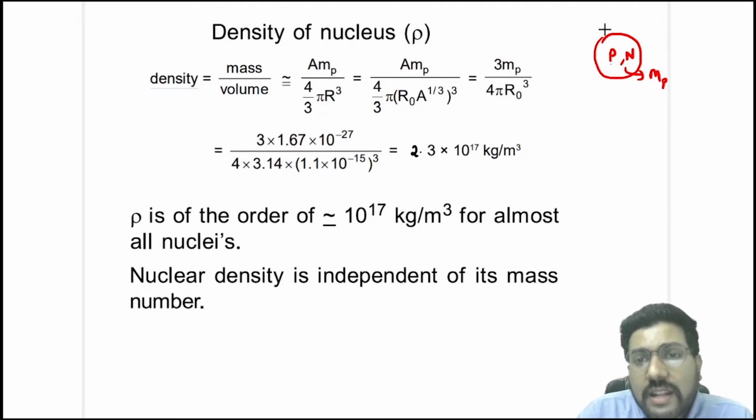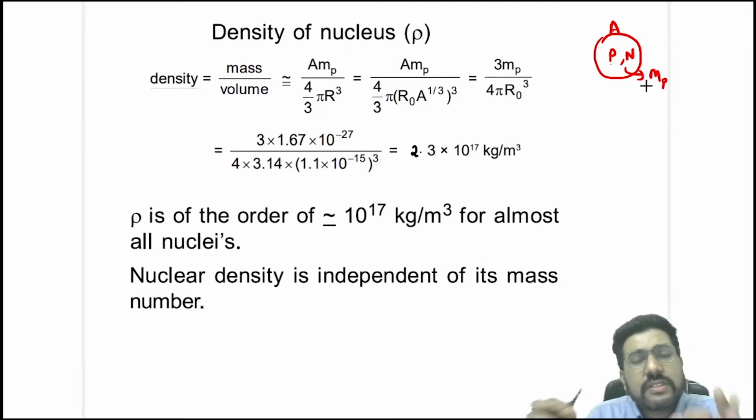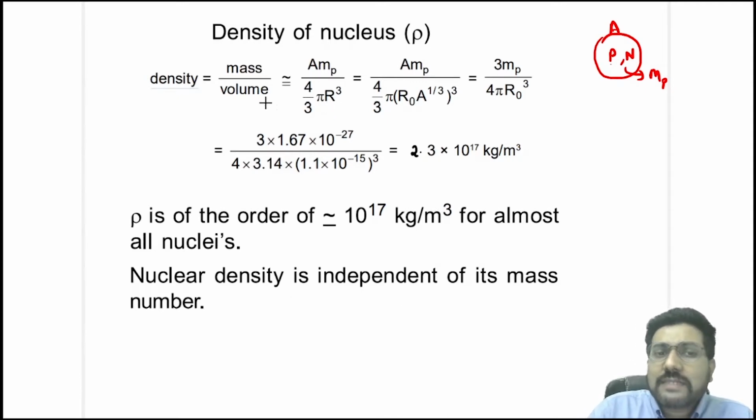So I can write both are of same mass, let us say m_p. So the total number of nucleons, suppose of any nucleus, is A, then the total mass of the nucleus will be A m_p. Now this is approximate because neutrons and protons have slightly different values of mass, but we are assuming that they have same mass because the difference is very small. So the density is A m_p divided by (4/3)πR³, mass by volume, where R is the radius.